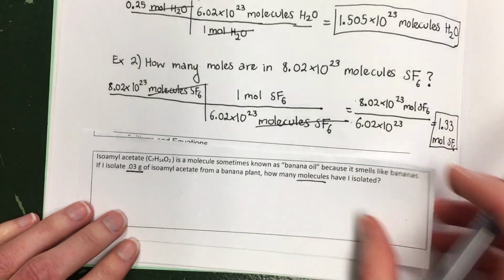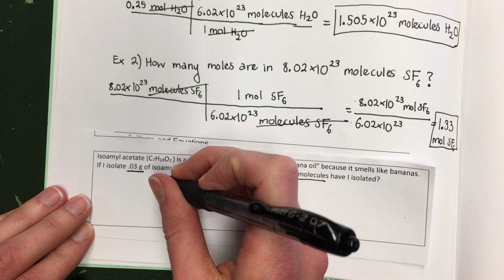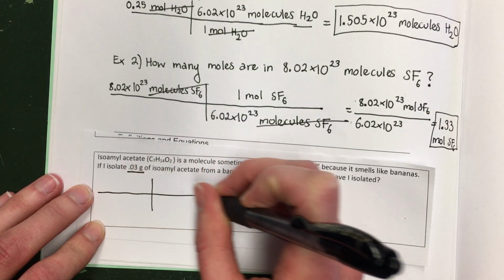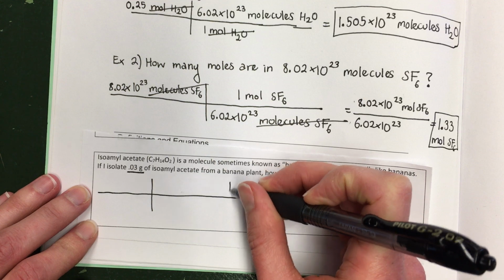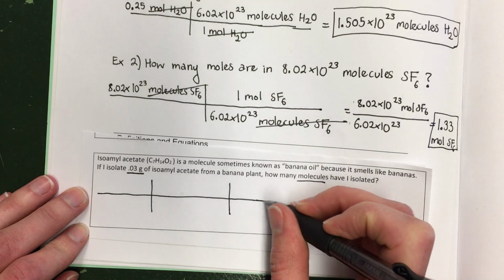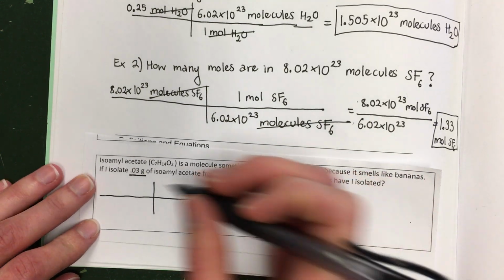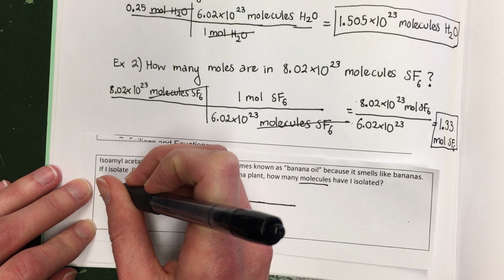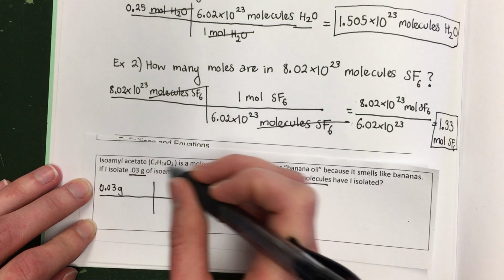So I'm going to set up my grid. I'm going to leave lots of space because it might take a lot of room to write these conversion factors. So 0.03 grams, and I'm going to write out the compound.